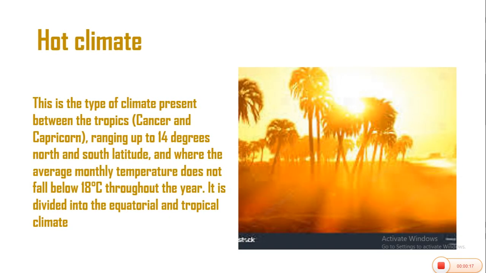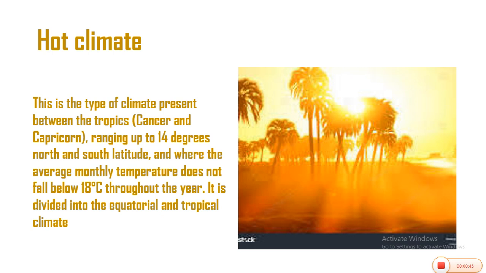The hot climate. Hot climate is a type of climate present between the tropics, that is Cancer and Capricorn. Hot climate ranges up to 14 degrees north and south latitude, and where the average monthly temperature does not fall below 18 degrees Celsius, 18 degrees centigrade throughout the year. It is divided into the equatorial and tropical climates.